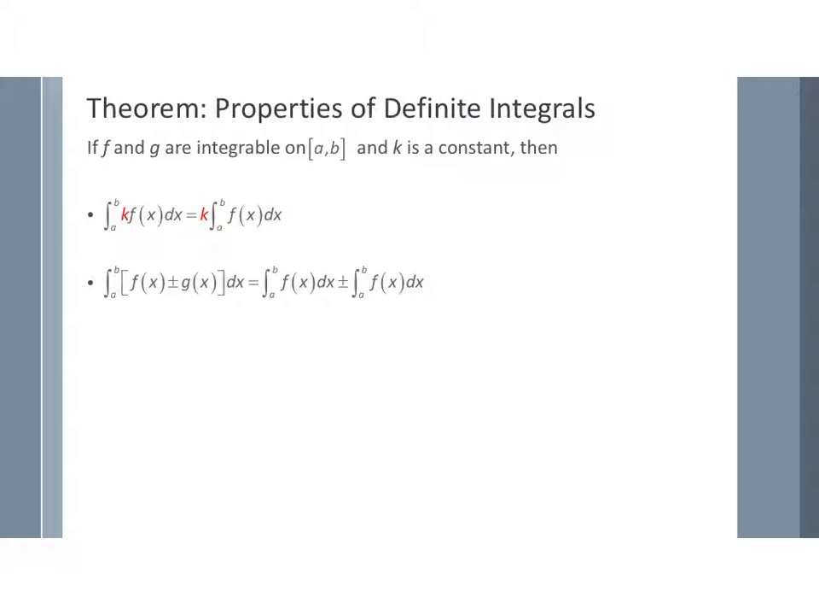Okay, and now we have two more properties. If we have a constant factor inside our definite integral, the constant factor can be brought out. Likewise, here we have a sum or a difference of two functions that we're integrating, and we can just split up those two functions and integrate each of them. This should actually be g of x, not f of x. My apologies.